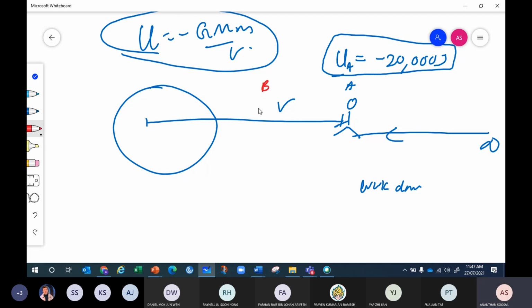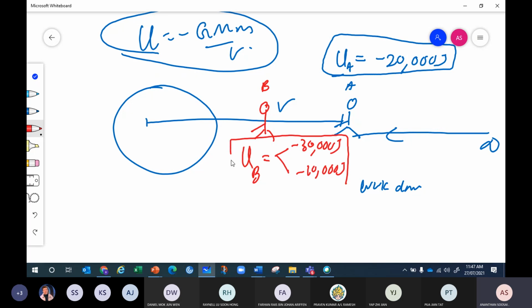I choose another point, B, quite close to the Earth. Now you are at B. I want you to calculate what is the gravitational potential energy at B. I give you two choices, negative 30,000 joule or negative 10,000 joule. Which makes sense based on the definition I showed you?